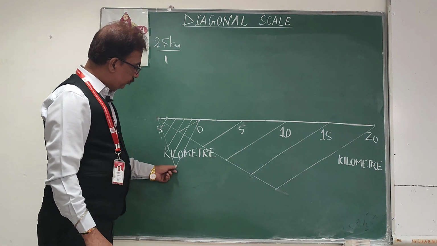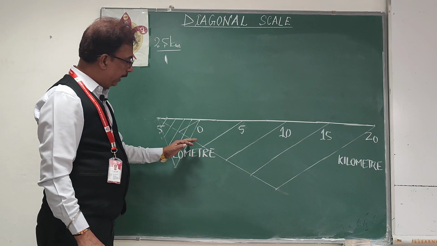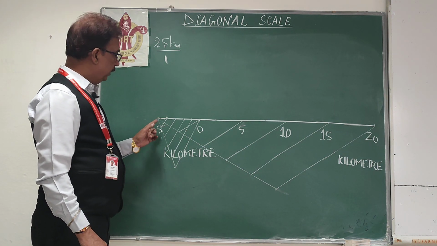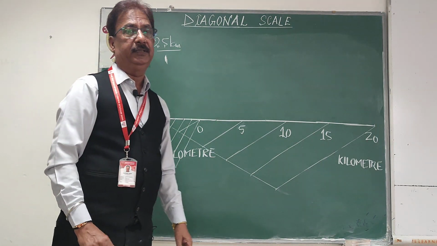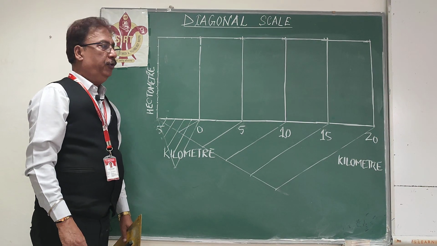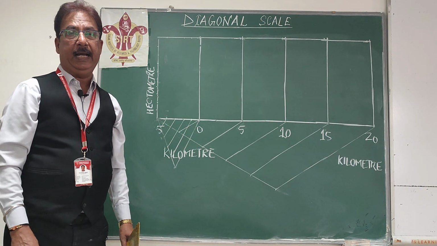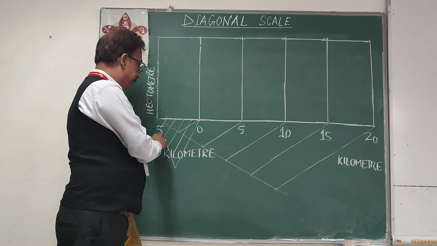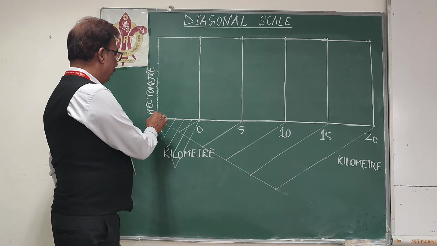After marking this, join this last one with 0, and again draw lines parallel to this line from all these points. You will see that the upper line will be divided into 5 equal parts, and that one part will be 1 kilometer. Okay, so after getting this 1 kilometer part, as you know that in diagonal scale we can go upside, because 1 kilometer equals 10 hectometer.